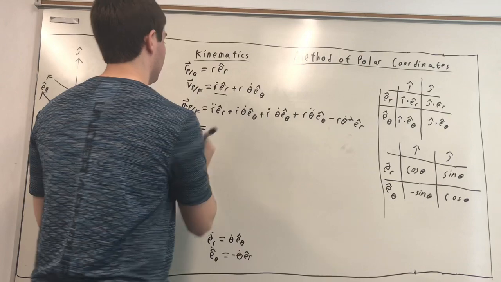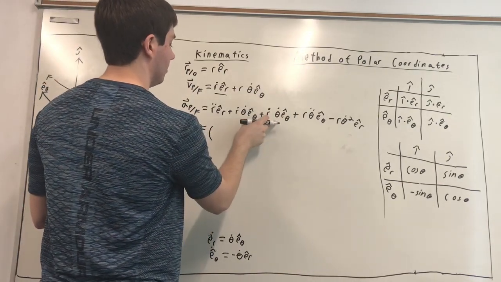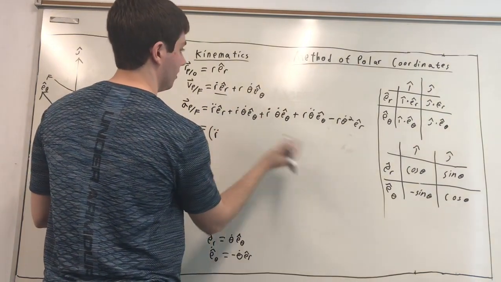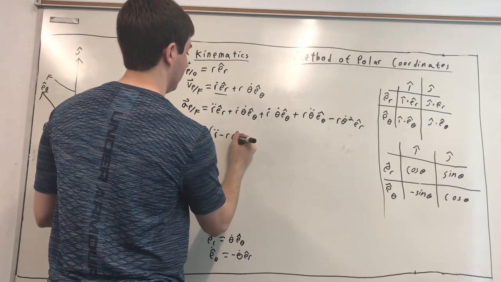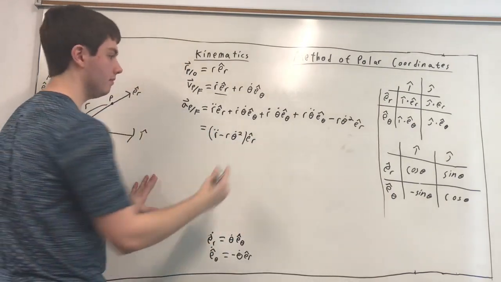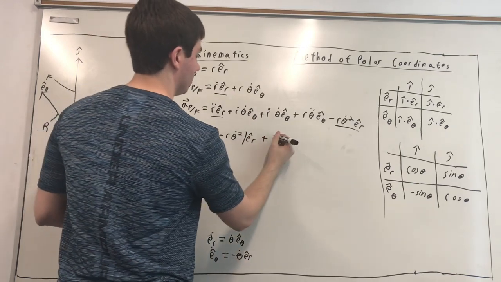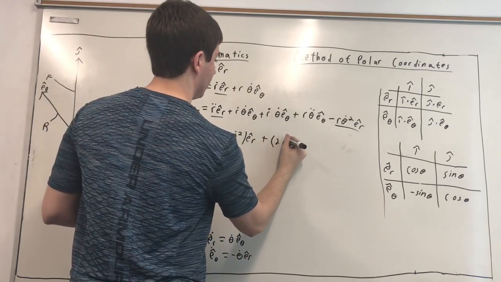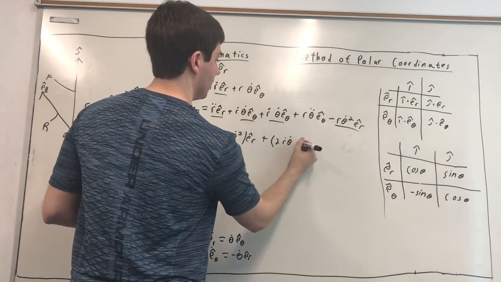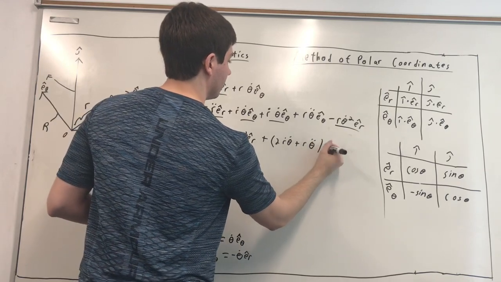Alright, so now let's group these together in maybe a way that makes a little bit more sense. You put the r's together. These you can combine into one as well, so it makes it a little nicer. You have an r double dot minus an r theta dot squared times e hat r, plus, so that was this one and that one, a plus 2 r dot theta dot, which is this and this, and then we have a plus r theta double dot, and this is times e hat theta.